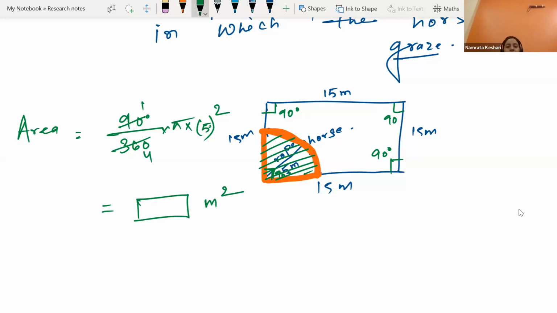I can use the area of contents formula too, right? Wait, wait.